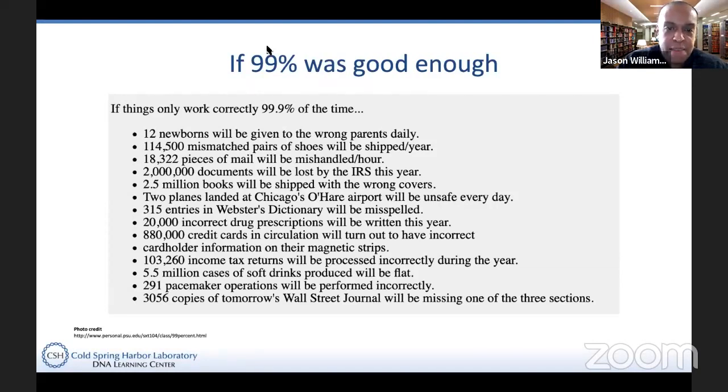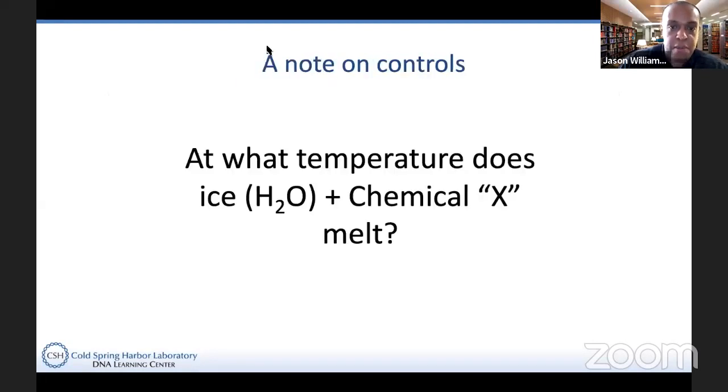2 million documents would be lost by the IRS. Maybe that one is true. But 99.9% is a really high level of accuracy or precision, you might think, in everyday terms. But when we're talking about DNA sequencing, we definitely want to be in that 99.9 or greater percent, because often we're dealing with such large numbers.